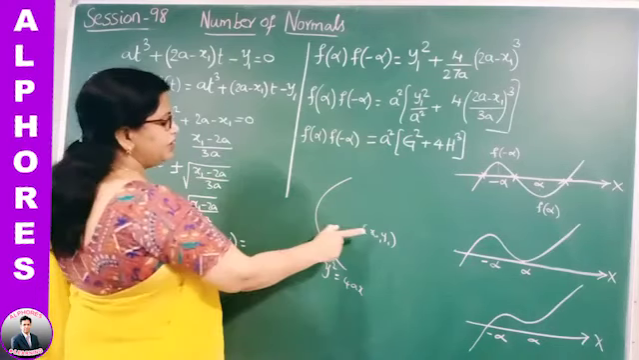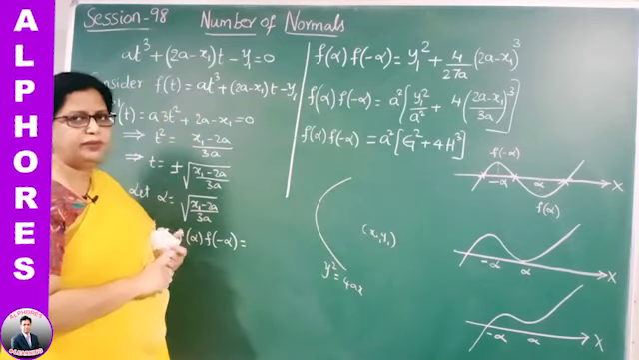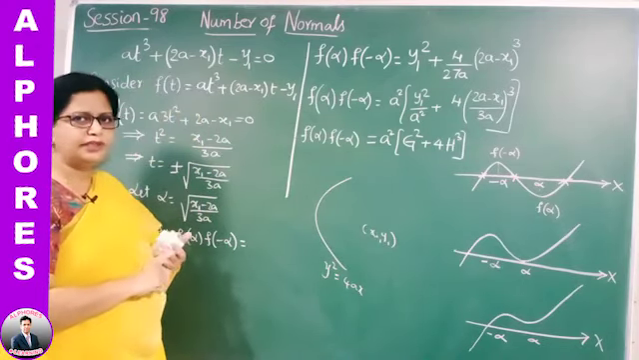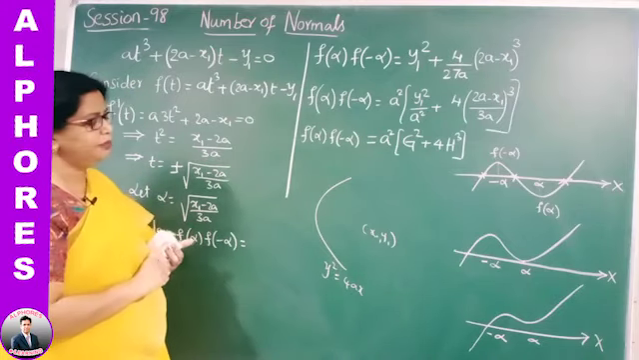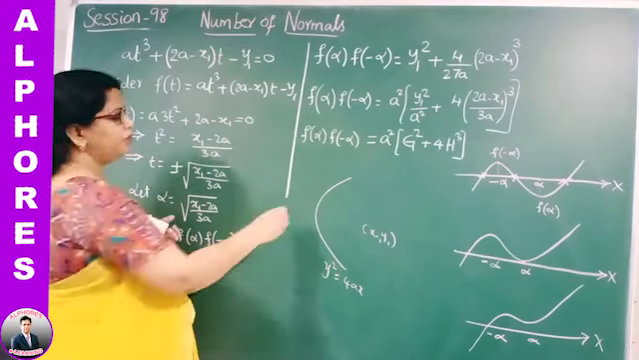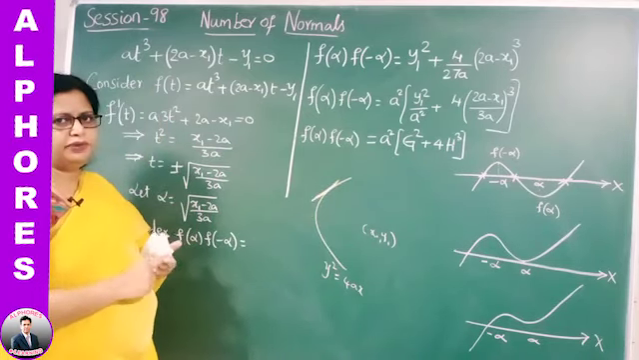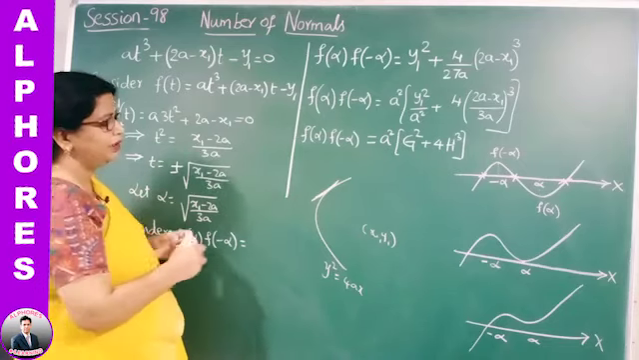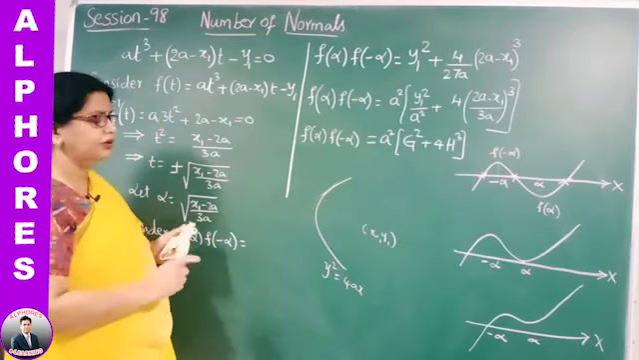Suppose (x1, y1) is a point given for the parabola y² = 4ax. Then how many normals can be drawn from the point (x1, y1) to the parabola? They are not asking at a point. At a point, all of you know, it is one and only one normal. But here they are asking from a point.